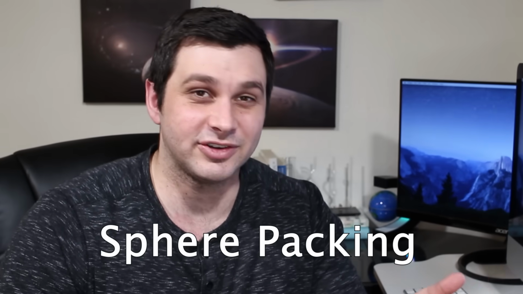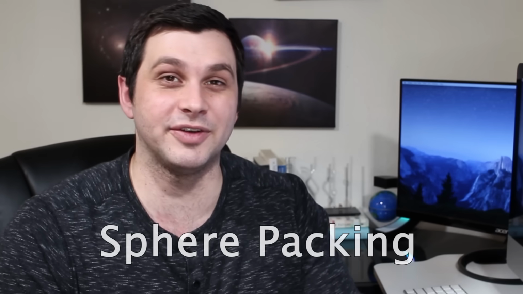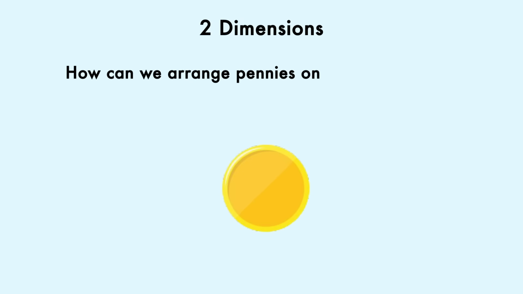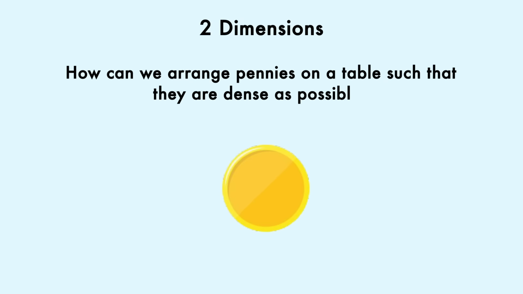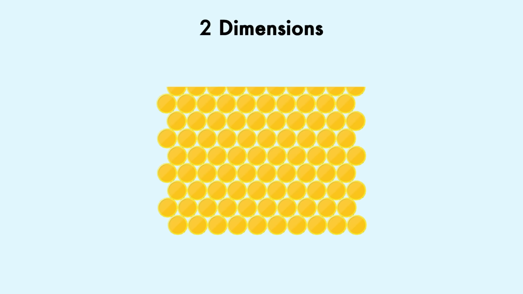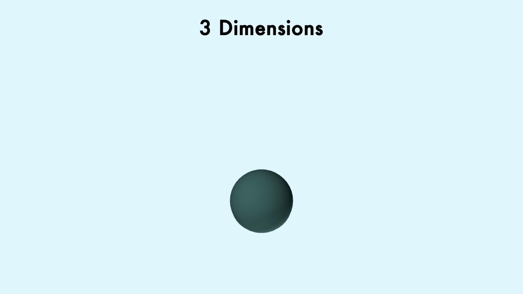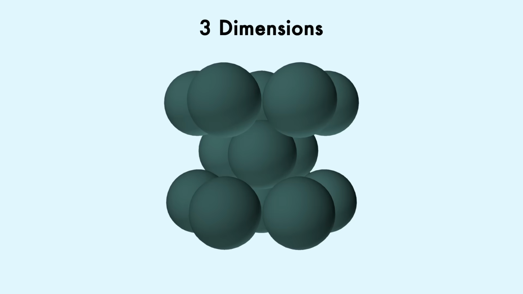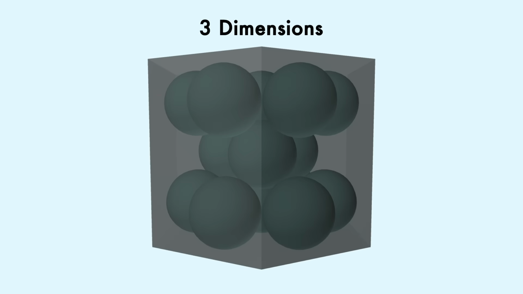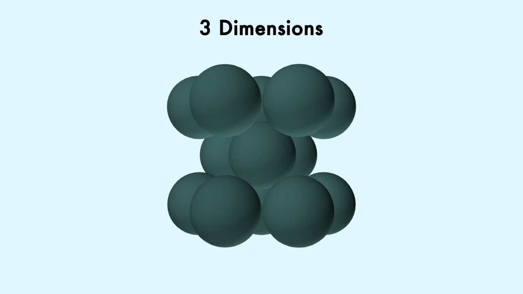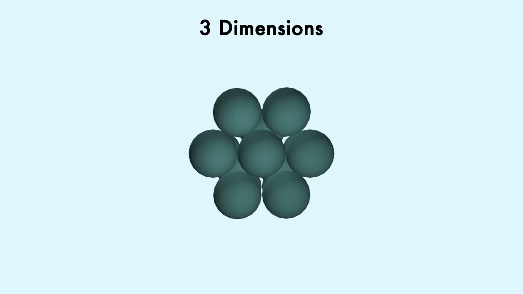For centuries, mathematicians have been curious about the optimal way to fill space using identical spheres. For example, in 2 dimensions, the question was, how can we arrange pennies on a table such that they are as dense as possible? And it turns out the best arrangement takes up about 91% of the space. For spheres, it was much harder, but we found the optimal arrangement takes up about 74% of the space. Now, for most dimensions higher than 3, we know very little about the best way to arrange spheres.